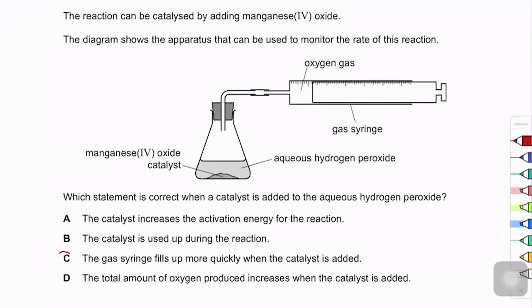So yeah, this is my answer. The total amount of oxygen produced increases when the catalyst is added. No, catalyst does not change the yield. Remember this. Catalyst just speeds up the reaction, does not change the yield.